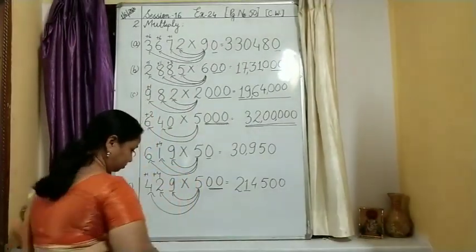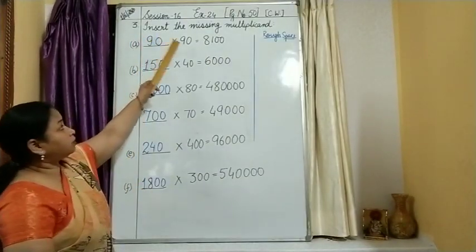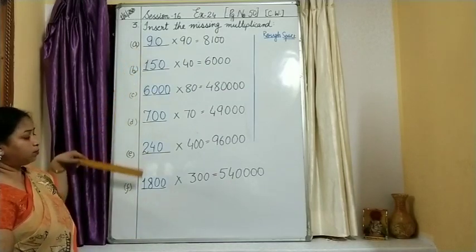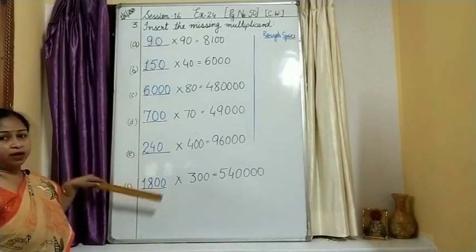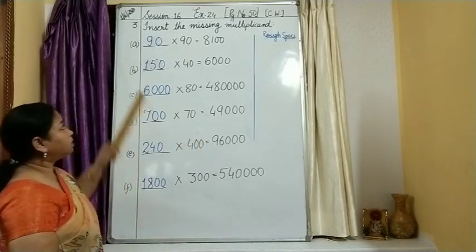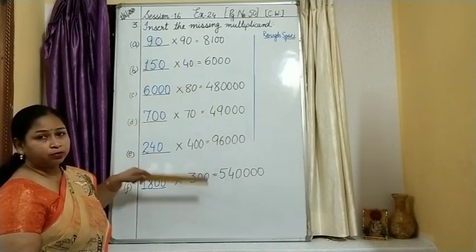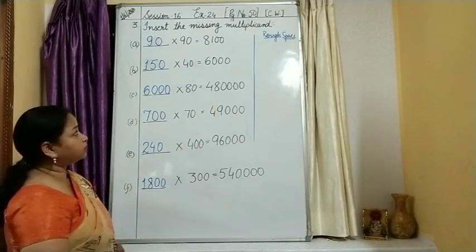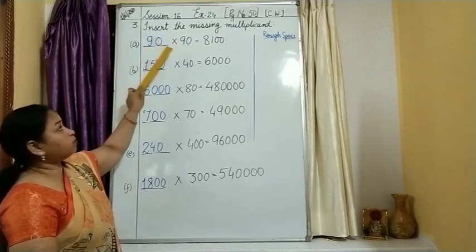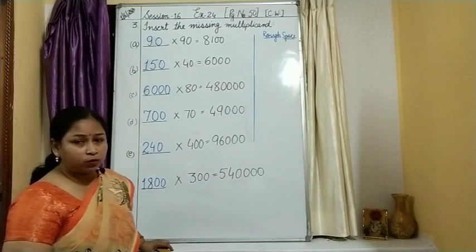Okay, this is the third question, children. Insert the missing multiplicand. As you can see, some I have written with the blue, already I have filled up the answers, but I will tell you how I got these answers. These are multiplicand, these are multiplier, and these are product. Okay, you know the terms now. So here it was given dash multiplied by 90 equal to 8100.